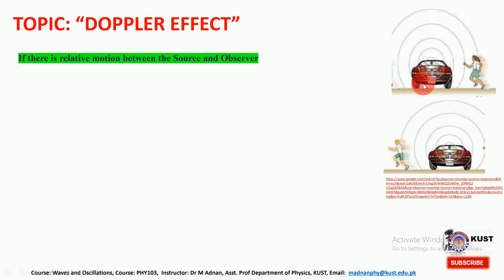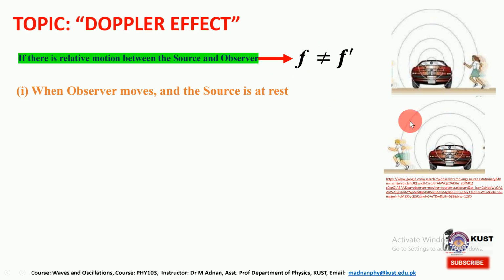We will discuss both cases together just to make the understanding clear. These are situations in which the observer is moving either towards the source or away from the source. When there is relative motion, there will be a shift between the frequency produced by the source and the frequency received by the observer. So the two frequencies will not be equal. We are discussing the case when the observer moves and the source is at rest, that is, the motor car is stationary in both of these situations.